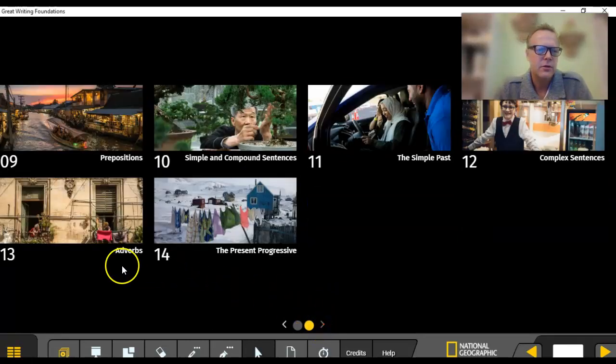Chapter 11, the simple past. Chapter 12, complex sentences. Chapter 13, adverbs. Chapter 14, the present progressive.